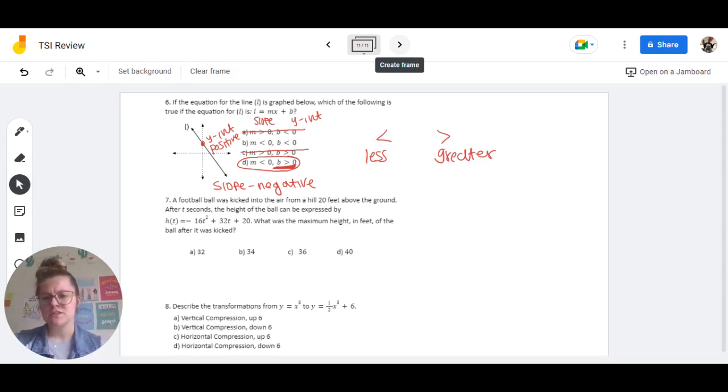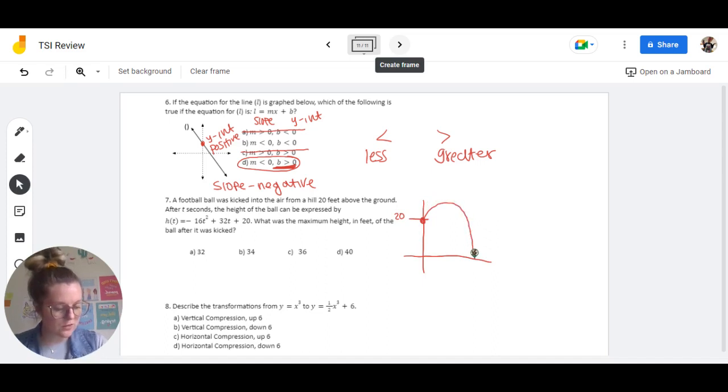Okay. A football was kicked into the air from a hill 20 feet above the ground. After t seconds, the height of the ball can be expressed by that equation. What is the maximum height in feet after the ball was kicked? Okay, remember you can always draw a picture if you need to. The 20 feet just means where they're starting. They kicked it up and then it hits the ground somewhere.